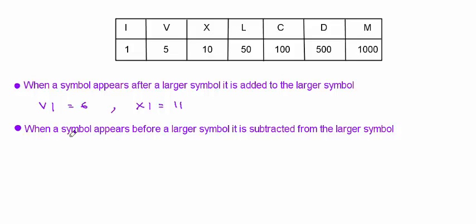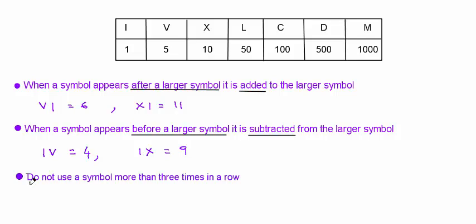When a symbol appears before a larger symbol, it is subtracted from the larger symbol. So let me just underline them. After a larger symbol, added, and before a larger symbol, subtracted. So if you have IV, this means V minus I or 5 minus 1, so this represents the number 4. Similarly, if you have IX, this represents the number 10 minus 1, which is 9.